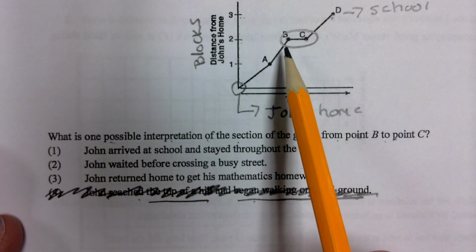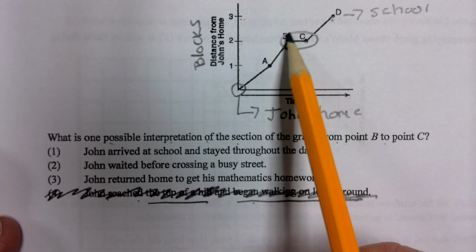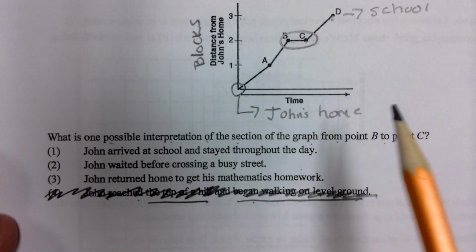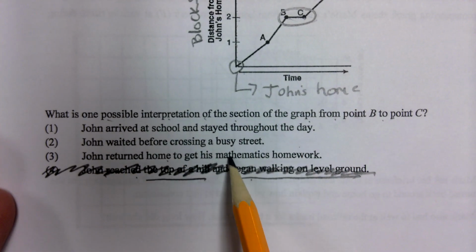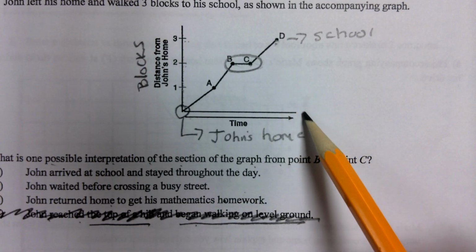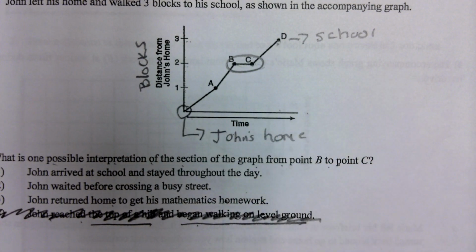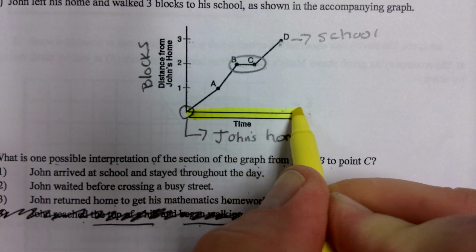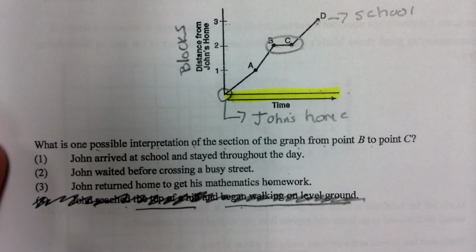Again, remember our goal is to figure out what's happening right here. Obviously he stayed or waited for something right here. So that's what we're looking for in our answer. It says, John returned home to get his mathematics homework. Well, if John had ever returned home, he would be going down this way, towards home. Remember, this whole line right here represents home. Well, that's not true either, so we can cross that one off.